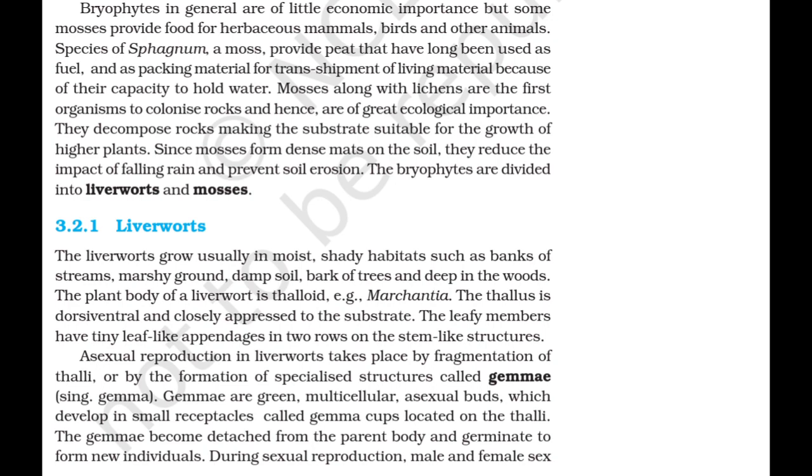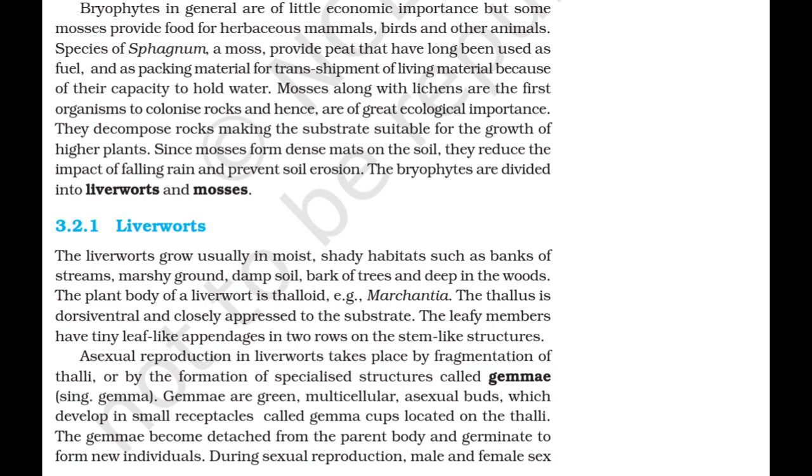The bryophytes are divided into liverworts and mosses. 3.2.1 Liverworts. The liverworts grow usually in moist, shady habitats such as banks of streams, marshy grounds, damp soils, bark of trees, and deep in woods.